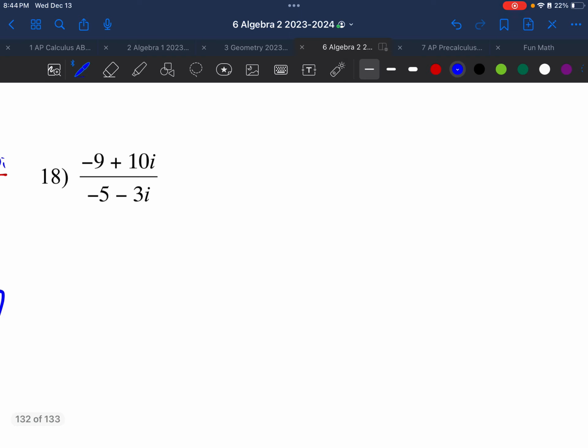We are on to number 18, which is the last problem on this practice test. Again, we need to get rid of this i in the denominator. The way that we do that is multiplying by the complex conjugate, meaning that we take this negative 5 and that 3i, we switch the sign from a negative, in this case, to a positive, and we multiply that number over itself. So negative 5 plus 3i.